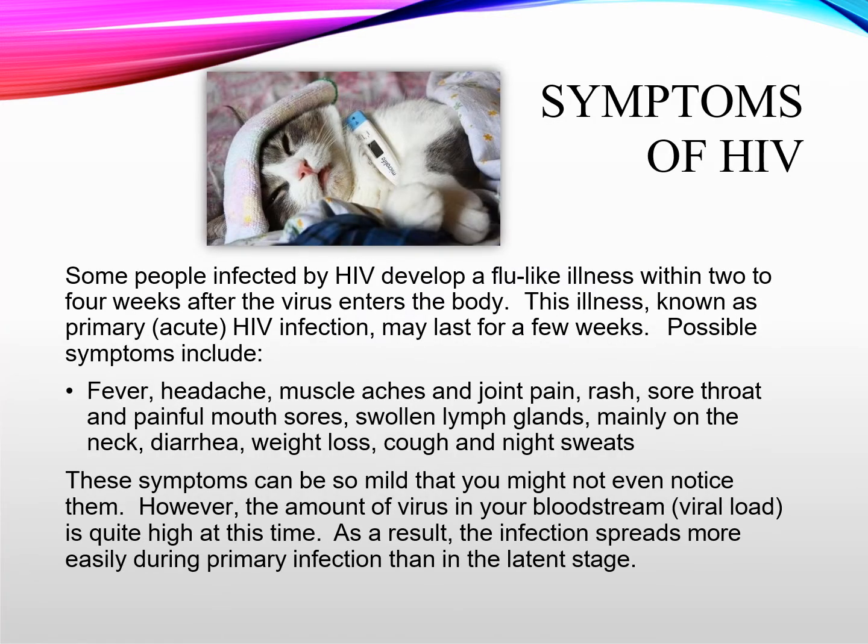Symptoms of HIV. Some people infected by HIV can develop flu-like illness as early as 2 to 4 weeks after the virus enters the body. This is primary acute HIV infection. Symptoms are listed as follows: fever, headache, muscle aches, joint pain, and so on. These symptoms can be so mild that you might not even notice them. However, the amount of the virus in your bloodstream, called the viral load, can be quite high at this time. As a result, the infection spreads more easily during primary infection than in the latent stage.